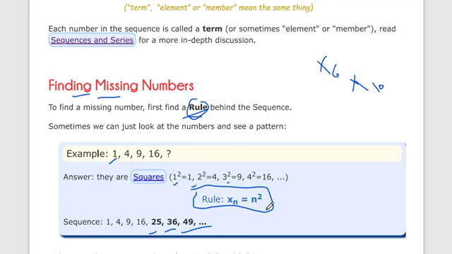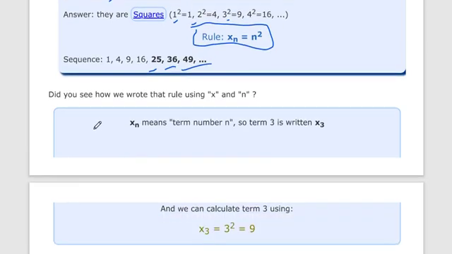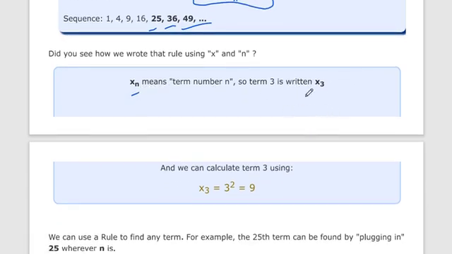But for different types of sequence, we have different methods to find the rule of a sequence. They have given xn meaning term number n, so we already know what xn is and what x3 is.